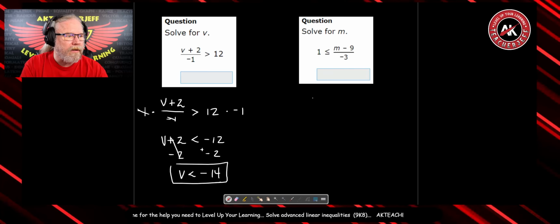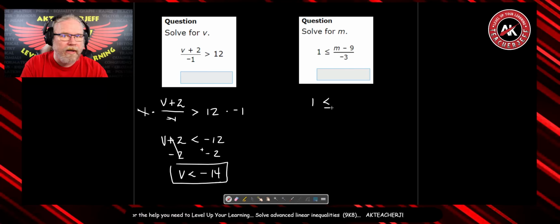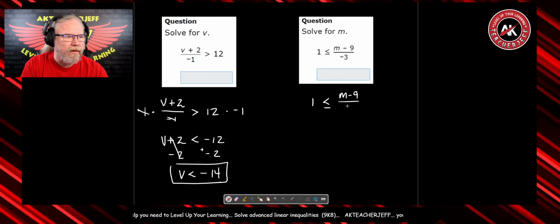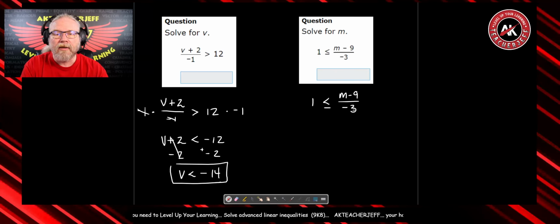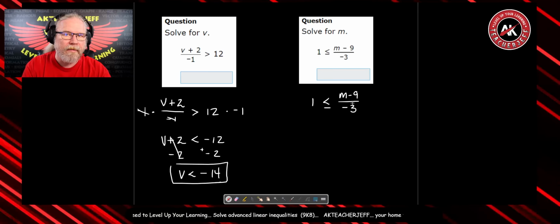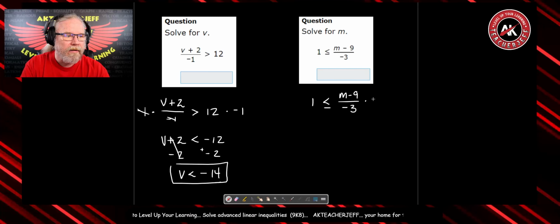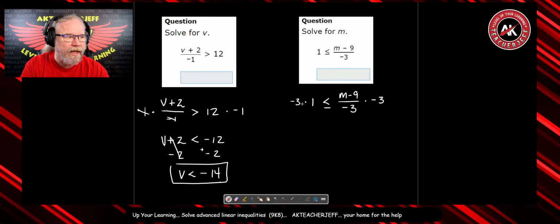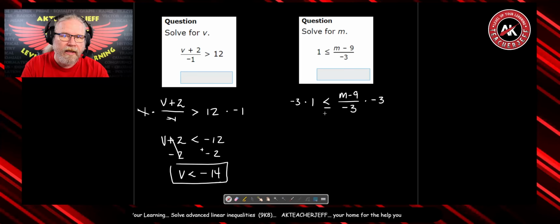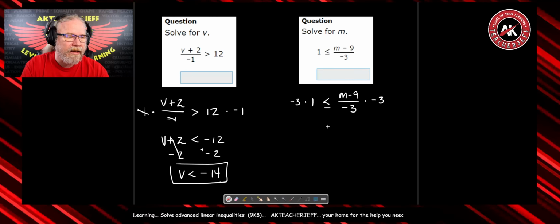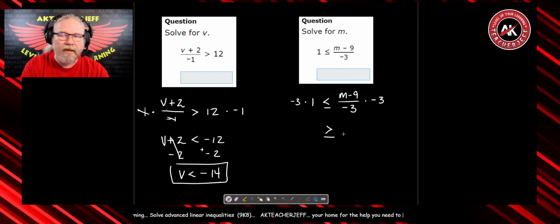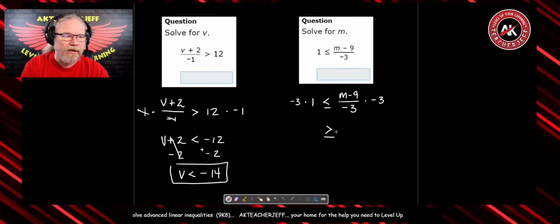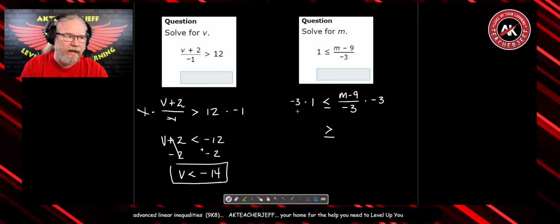On the next one, 1 is less than or equal to m minus 9, all this over the value of negative 3. So I'm going to multiply by the denominator to get rid of the fraction, times negative 3. And what I do to one side, I do to the other. And yes, since this is an inequality and I'm multiplying both sides by a negative, I need to go ahead and flip that sign. And I'm going to do it before I do any more math, before I cancel anything out, before I do any multiplying, flip the sign so that I don't forget.